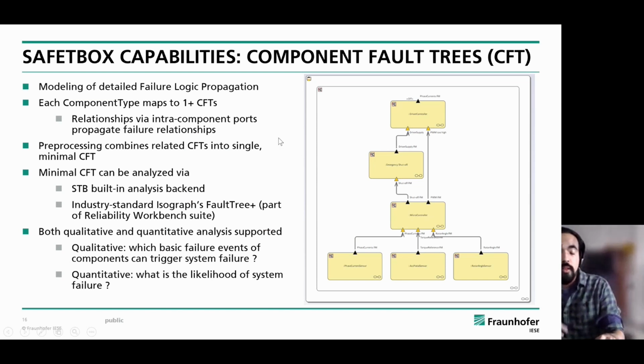And finally, next, we also have the possibility to support component fault trees based on failure analysis. We can associate each of the components seen in the past image to the corresponding fault trees and do an automatic fault tree analysis. This is possible both via our built-in analysis backend and also via Fault Tree Plus integration. And this is also the possibility for extending this into supporting an attack tree analysis in the future.